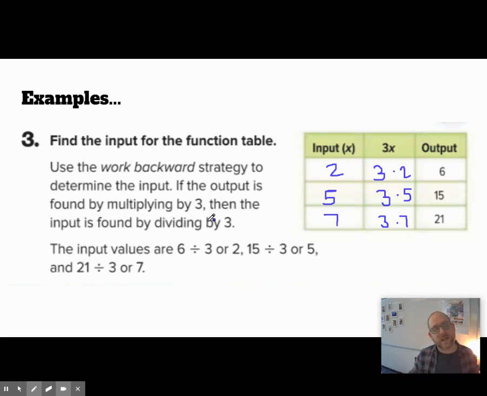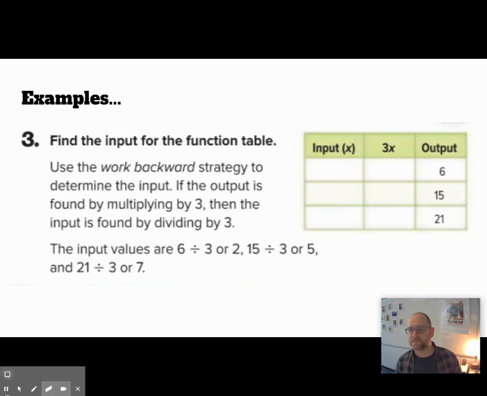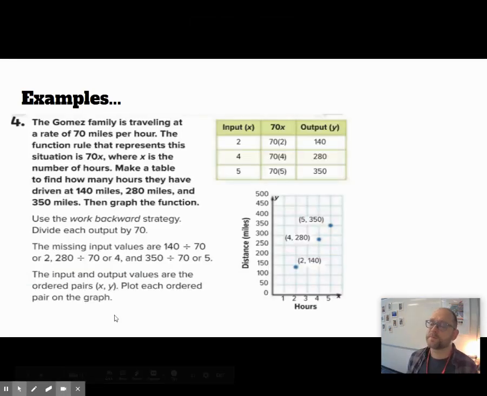So ladies and gentlemen, just like we can work forward, we can work backward, especially since we know those properties of equality, and balance the equation to find what our input or our variable equals. That's part of the reason why we've learned how to balance those equations. All right, one last one to look at, and then we'll let you get on with your day. All right, so question number 4.